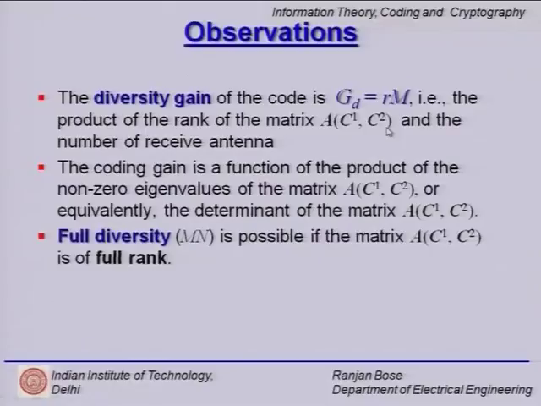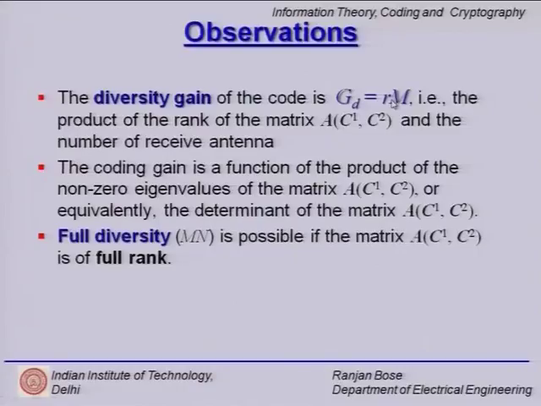So, it appears that this matrix plays a critical role, and we have to design C1 such that this rank is maximized. What is M? M is the number of receive antennas. Earlier M was 1. So, in that case this diversity gain would be limited to r.